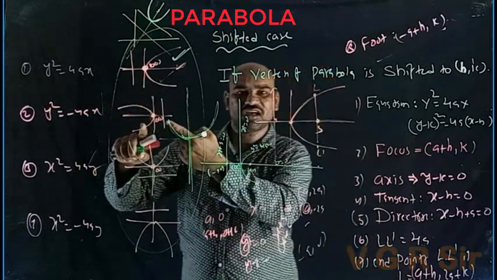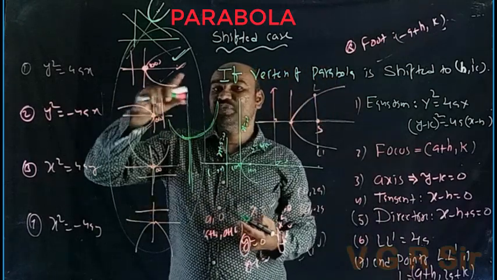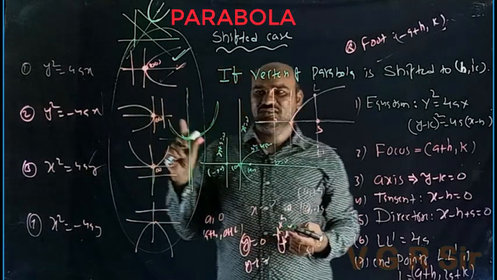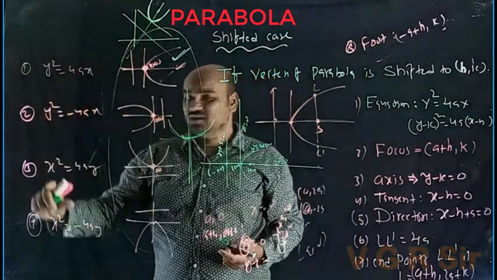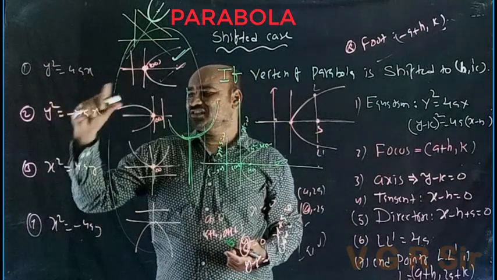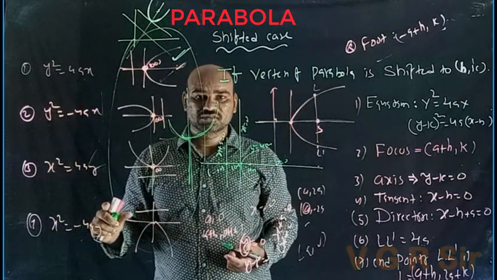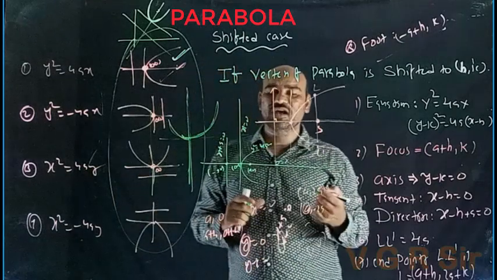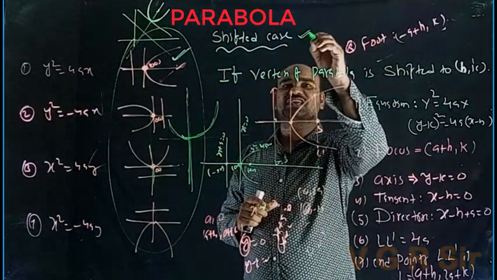Using this diagram, you can write all for this. That's why basic diagrams are important. So these 4 cases are important: first standard form parabola, second standard parabola, third, fourth. By using this, you can use the shifted case.